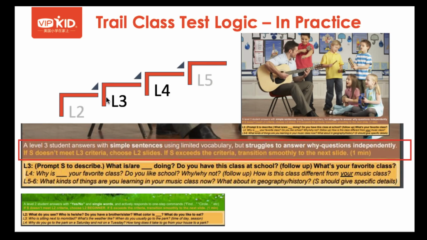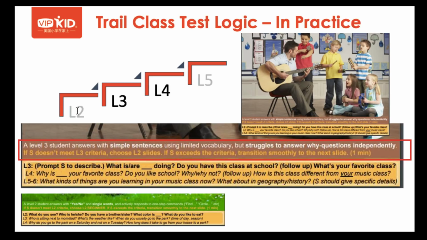So then you're going to go on to the next slide. Now we're at level 3. You've pretty much passed level 2. Level 5 is still a little ways off, but you're now looking at level 3 and possibly level 4. So now you have the white sentence here, a level 3 student, simple sentences, etc. And now you have your direction. If they don't meet the L3 criteria based here, then you choose the L2 slides. So this is the stepping. Okay, so you thought they were here. Now you're going to test them in L3. They can't handle the L3, even the early L3 stuff.